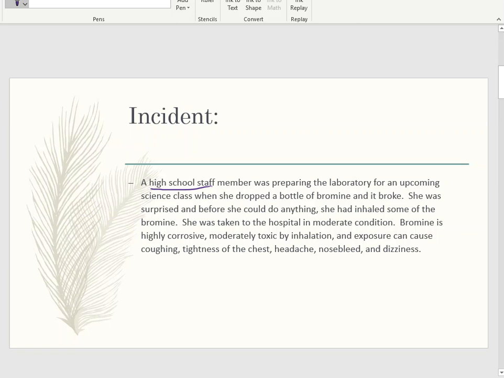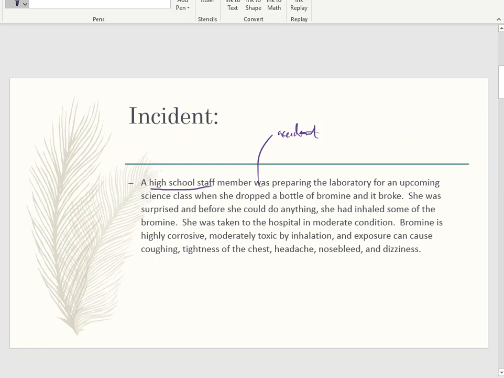So a lot of you would say, well, this is kind of an accident, right? And we said, well, there's no really things as accidents. There are things that we call incidents in a laboratory. This is an incident that happened. So let's see how she took care of it. She dropped a bottle of bromine and it broke. She was surprised. And before she could do anything, she inhaled some of the bromine. She was taken to the hospital in moderate condition.